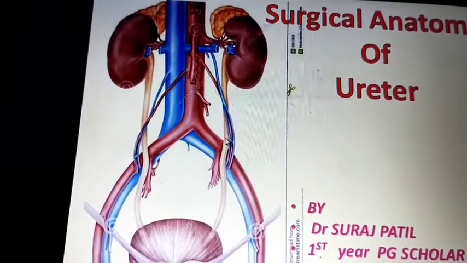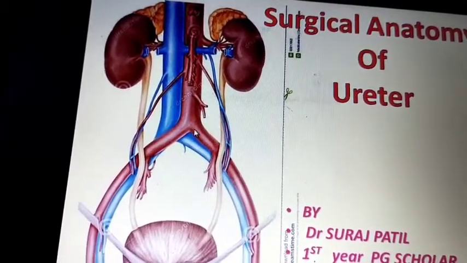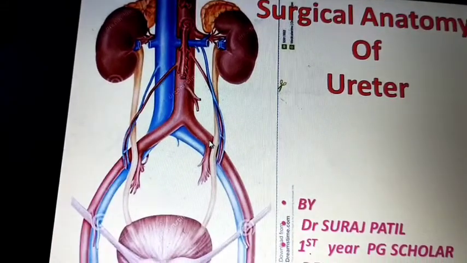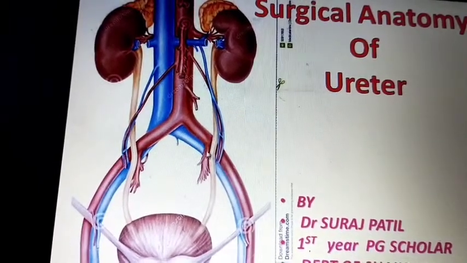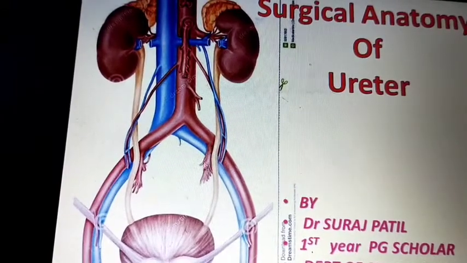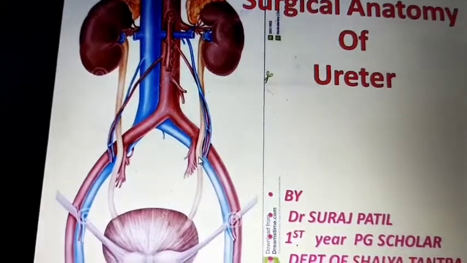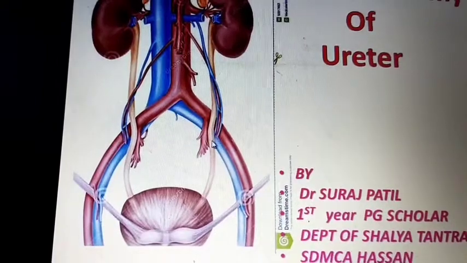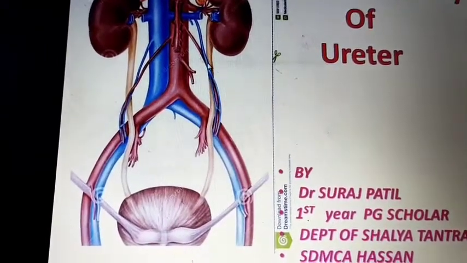That is from the brim, where it crosses the bifurcation of the common iliac artery. Right and left iliac artery, and it is further bifurcated into the external iliac artery and internal iliac artery. Where it crosses the external iliac artery, from here it starts the pelvic part, and above that is the abdominal part.